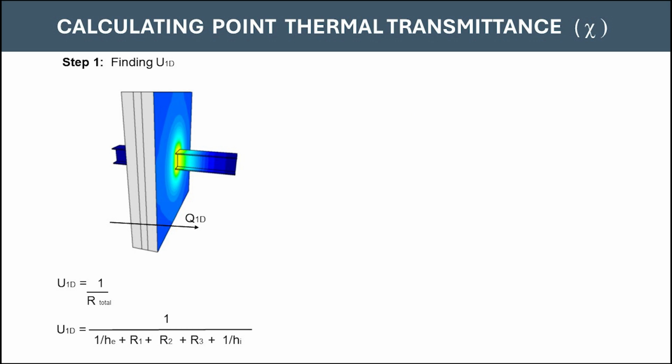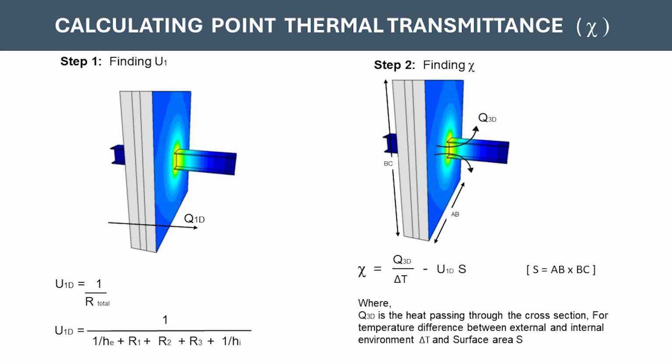Similarly, we can also calculate coefficient of point thermal transmittance, chi value. We first calculate the 1D U value and then measure the heat flow rate through the wall. Then we find the chi value using the equation mentioned here. With this brief understanding of physics concepts, we will try to explore how we evaluate these parameters in TRISCO.